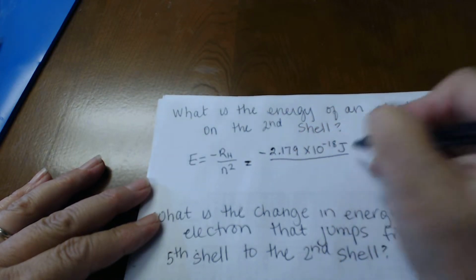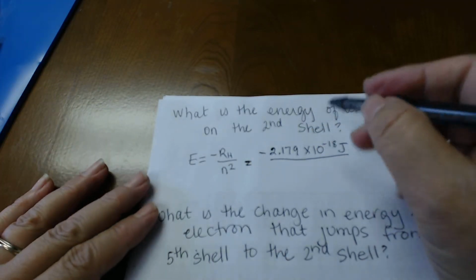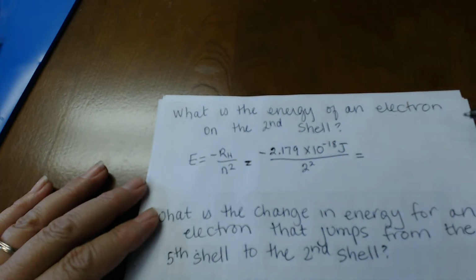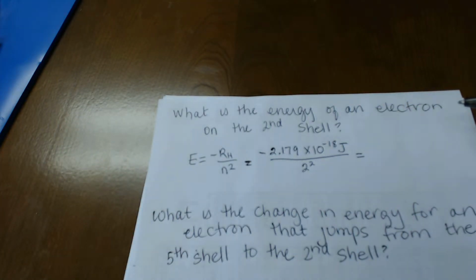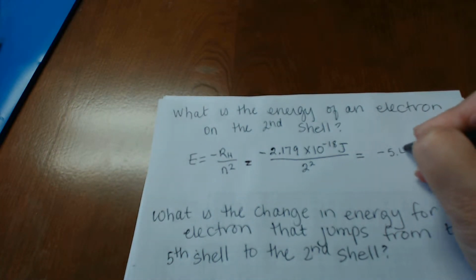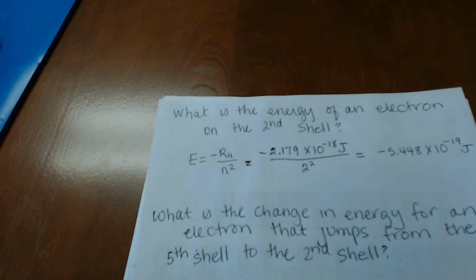And then we just divide it by n squared, which in this case is 2 because we're in the second shell. So 2 squared, or 4. So if you do that calculation on the calculator, you get negative 5.448 times 10 to the minus 19 joules. That's the energy that an electron has if it's sitting in the second shell.